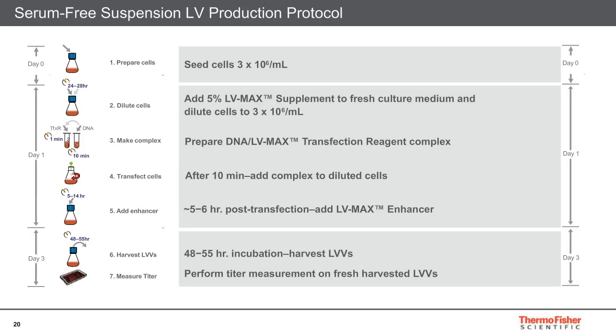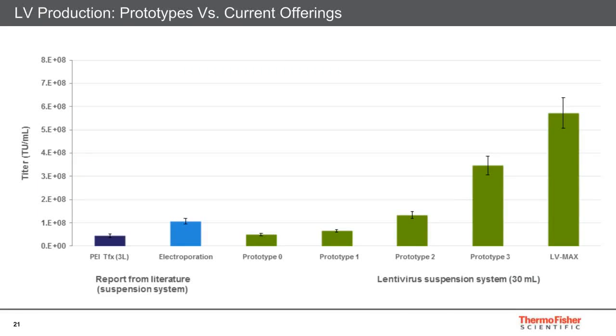Then you would simply add the supplement at the time of the transfection, so you slow down your cells. Then you prepare the transfection reagent and you prepare the complex. You add it after 10 minutes to the diluted cells, and then post-transfection you add the enhancers, and then you can harvest at 48 to 55 hours.